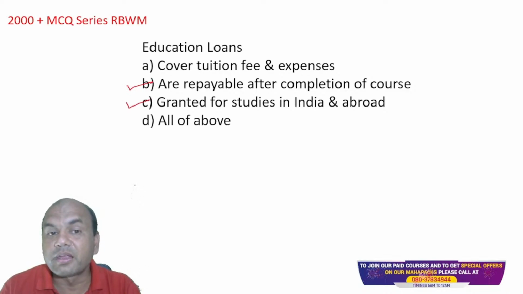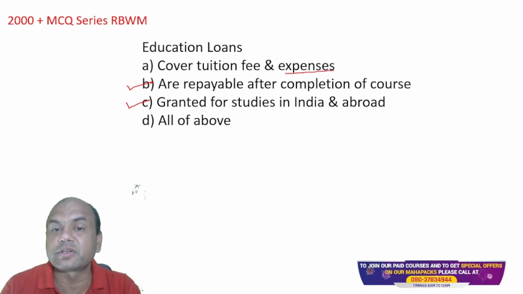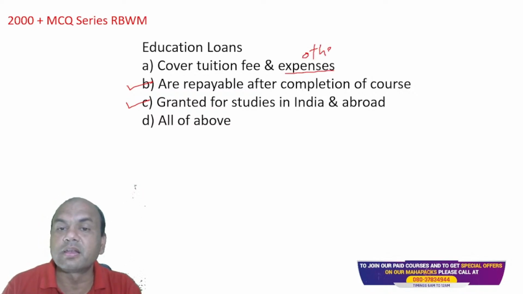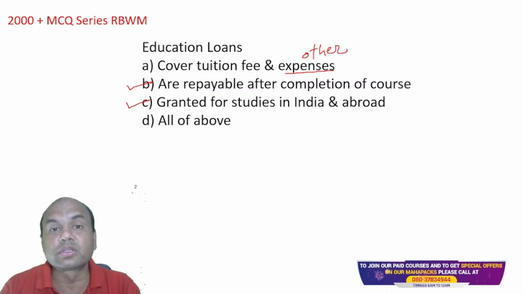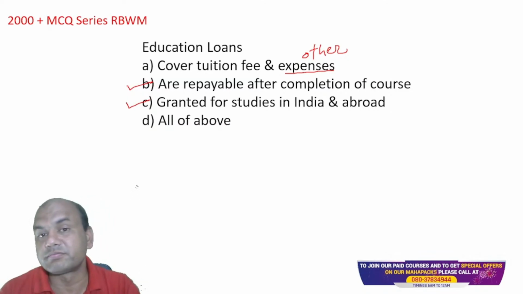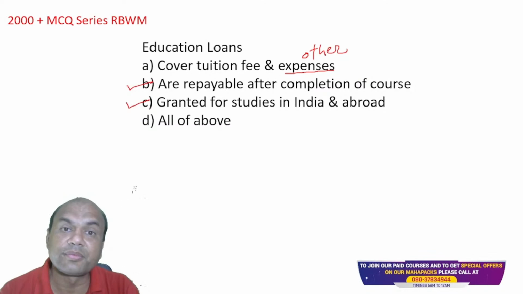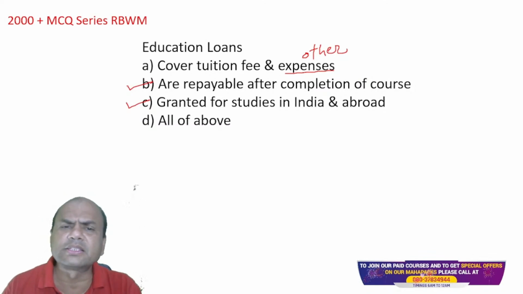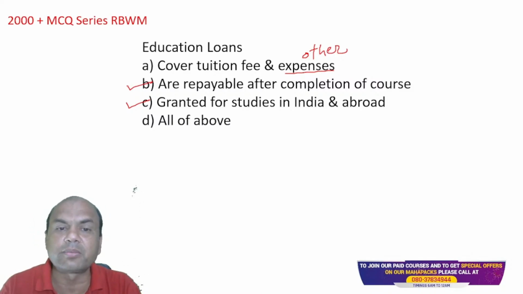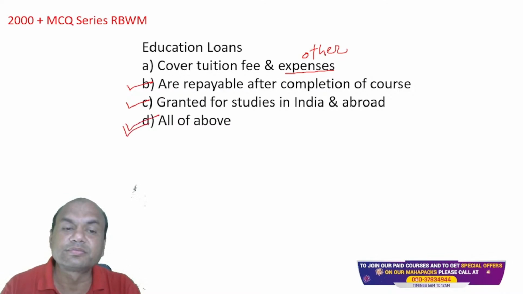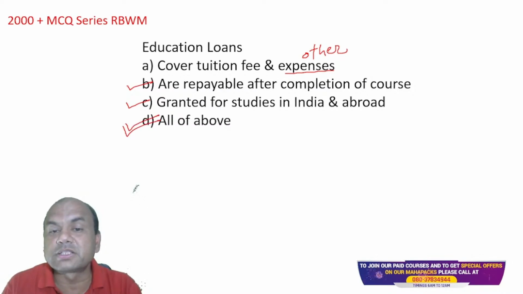But what about A? Does education loan cover tuition fees and other expenses? Does it cover the hostel fees? Does the education loan cover my daily expenses for staying there, my food expenses? Or does it cover only tuition fees? So the correct answer is, that's why I said, now we'll be coming to the difficult part. It is D. Repayable after completion of the course means what?